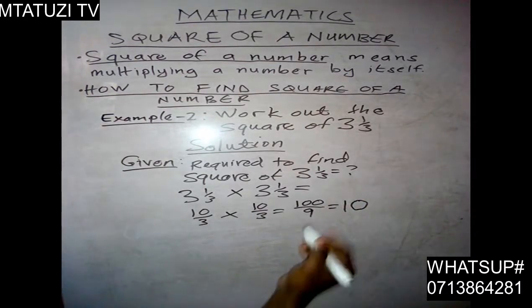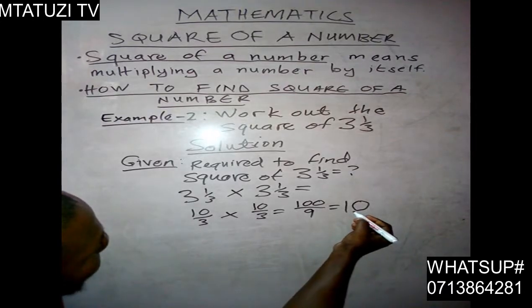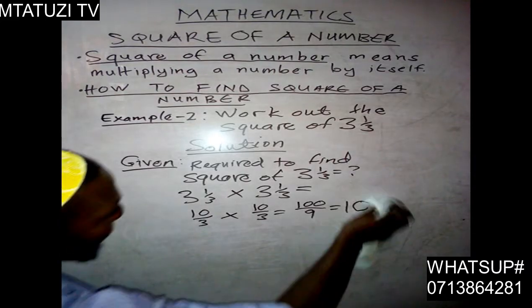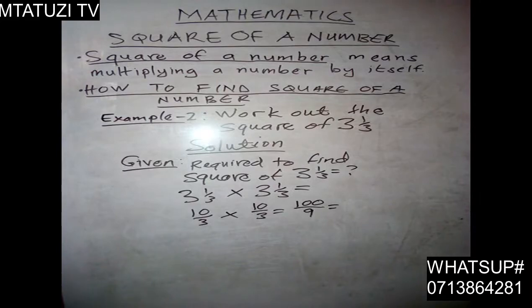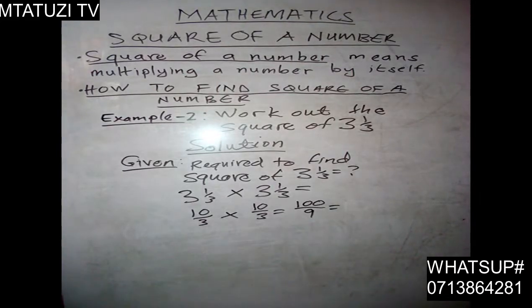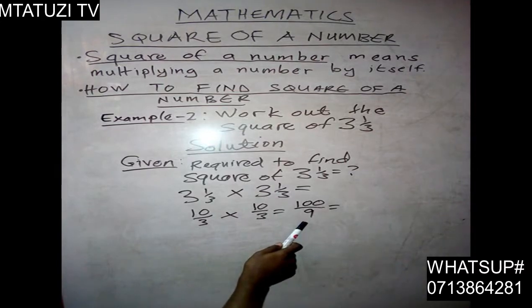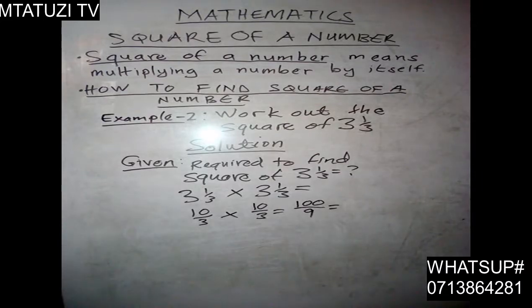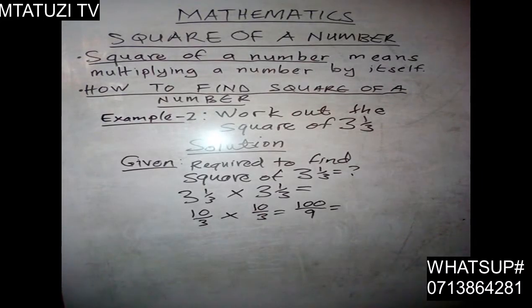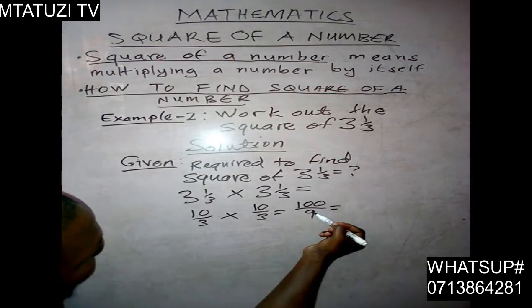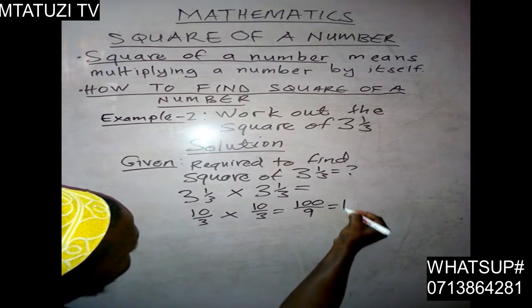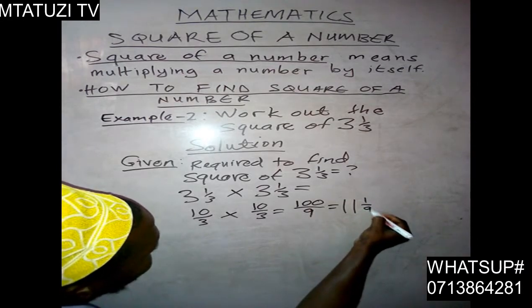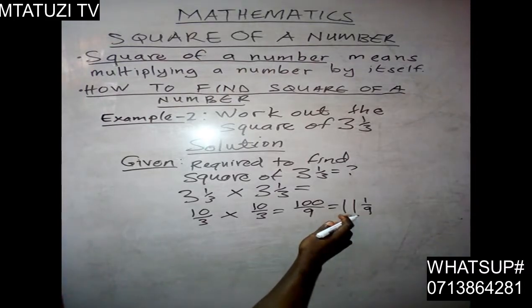100 divided by 9. 9 times 9 is 81. 9 times 10 is 90. 9 times 11 is 99. So 100 divided by 9 is 11, with remainder 1/9. So 9 times 11, 99, plus 1, 100.